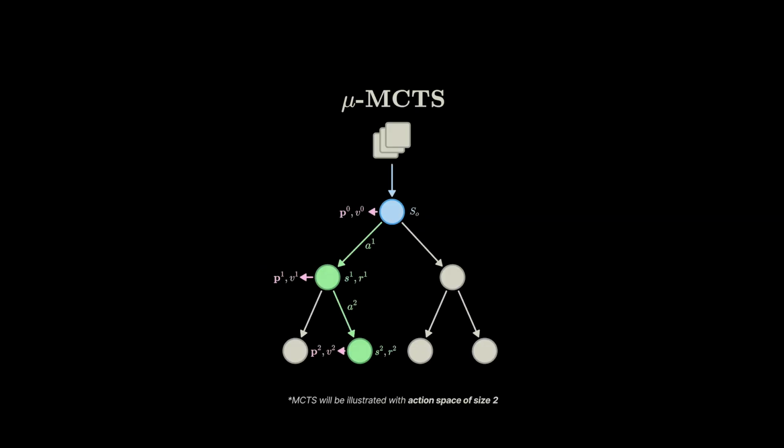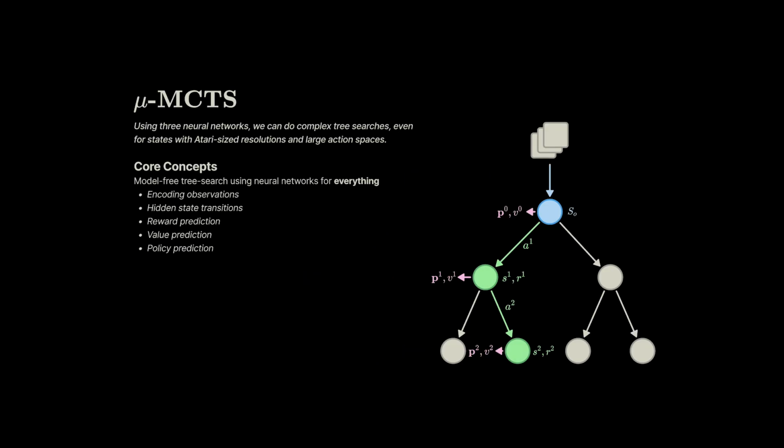To understand how MuZero works, we will start by looking at the most core part, the Monte Carlo tree search. Using 3 neural networks, we can do complex tree searches, even for states of Atari-sized resolutions and large action spaces, which previously were impossible using a model-based approach. The core concept is that it's model-free, which means that the system has to learn everything about the game itself using neural networks. That's encoding operations, hidden state transitions, reward, value, and policy predictions.